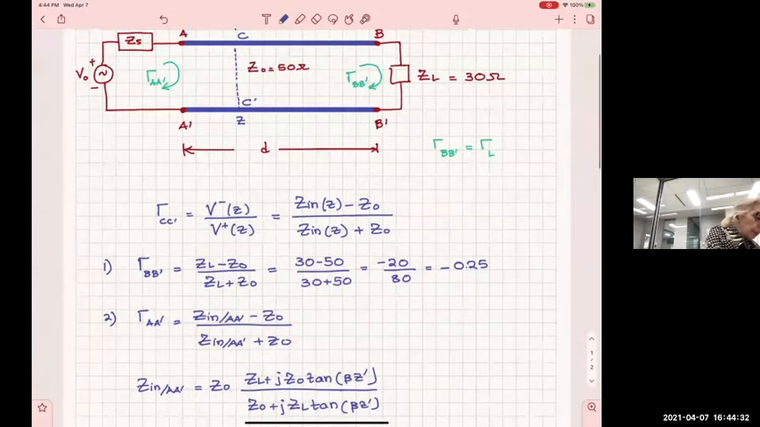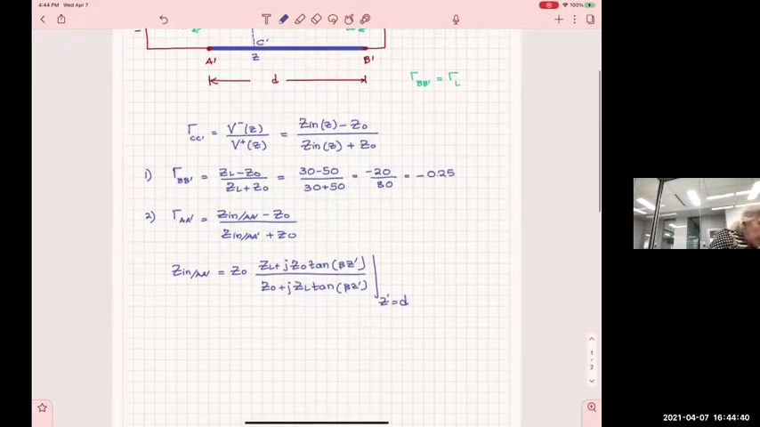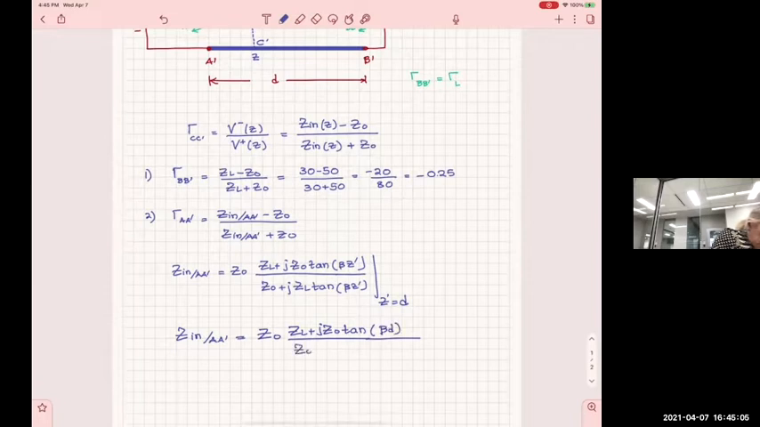So at Z equals 0, at that point Z prime equals D, which is the distance. All right? So we have that Z input at A prime equals Z naught times (ZL plus j Z naught tangent of beta D) divided by (Z naught plus j ZL tangent of beta D).